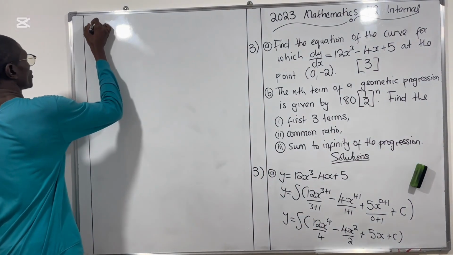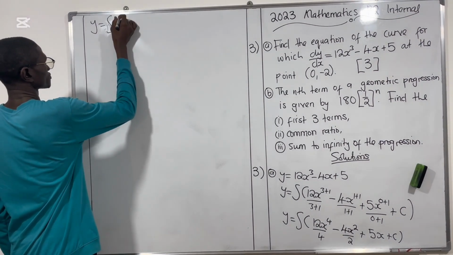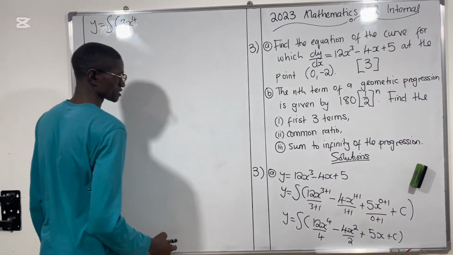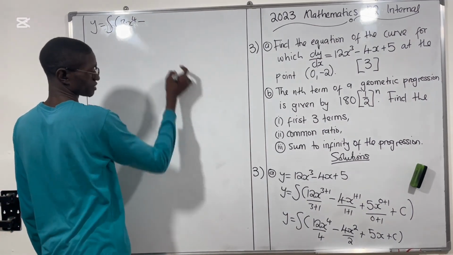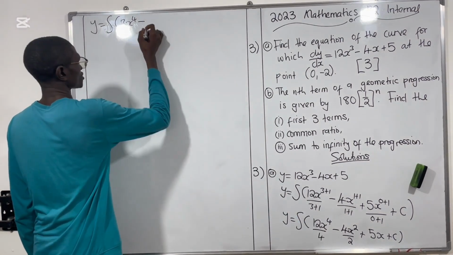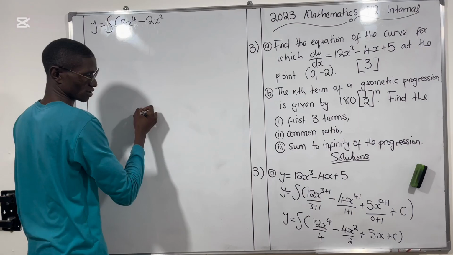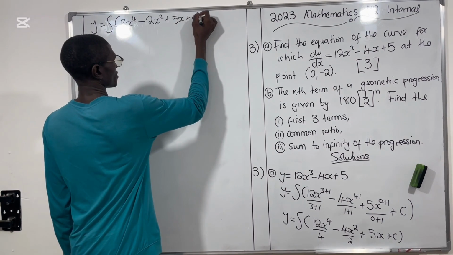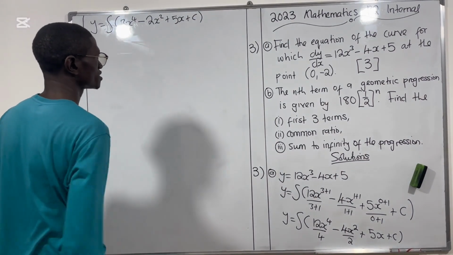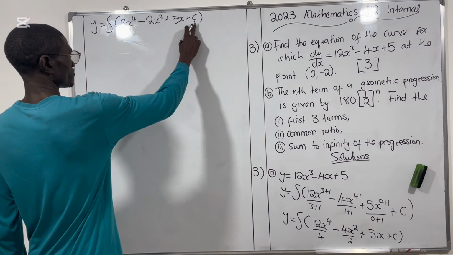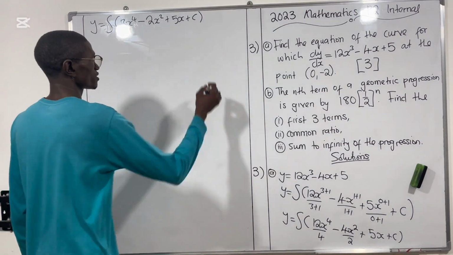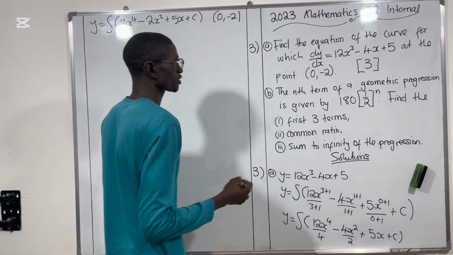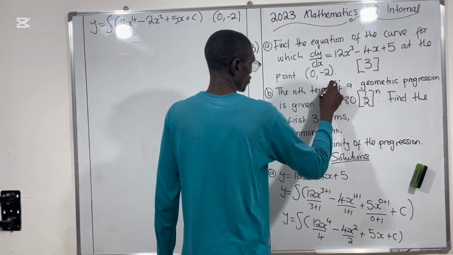So what we're now going to have is 3x to the power 4, because 12 divided by 4 is 3, minus 4 divided by 2, which gives us 2, so 2x squared, and then plus 5x plus c. So this is pretty much the equation of the curve, but we need to find the value of c. There are coordinates that were given to us: (0, -2). We are asked to find the equation of the curve at the point (0, -2).